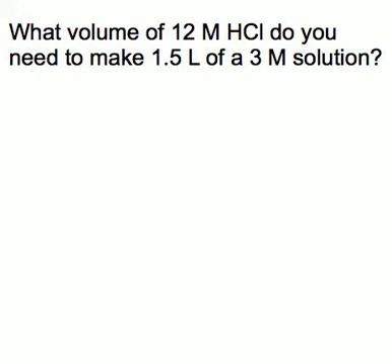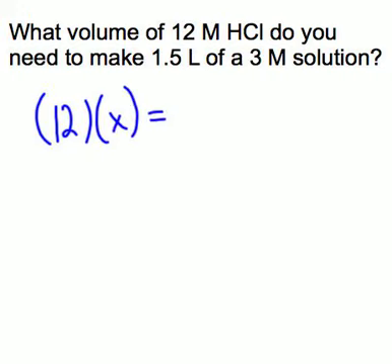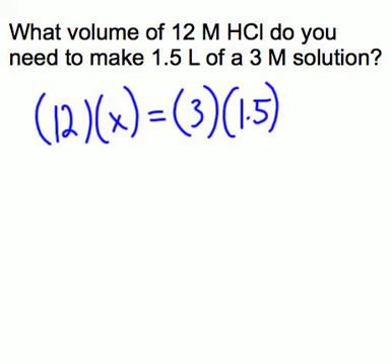So the 12 molar is going to be paired up with our unknown. It says what volume of 12 molar HCl. So on one side of our equation, we're going to have 12 times x, and on the other side, we're going to have 3 times 1.5. 12 is the molarity of the concentrated, x is our unknown volume, 3 is the molarity of the dilute solution, and 1.5 is the volume of the dilute solution.